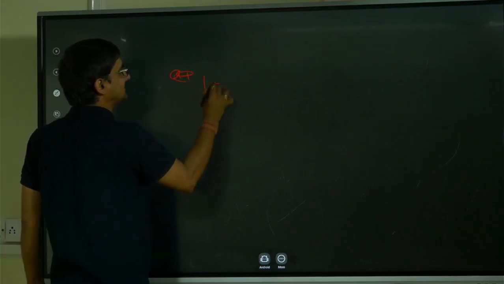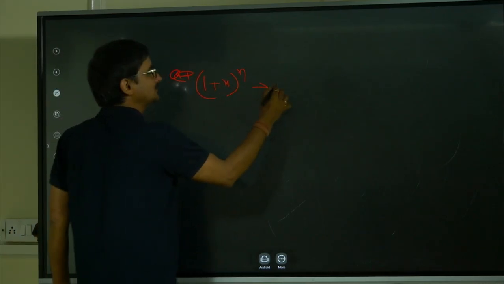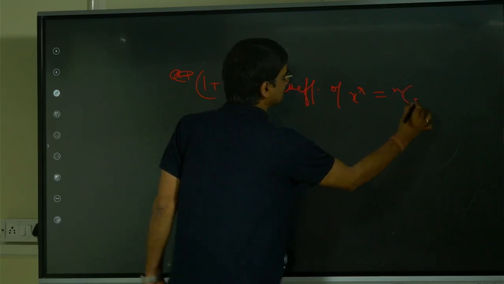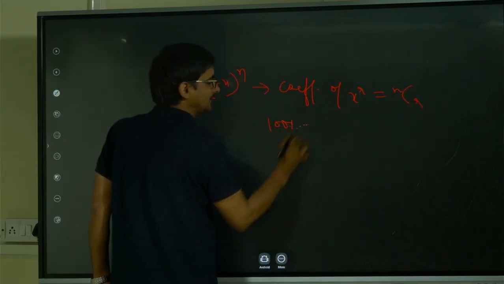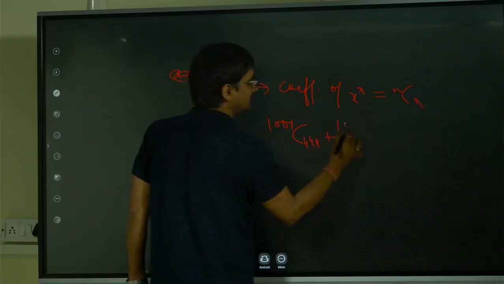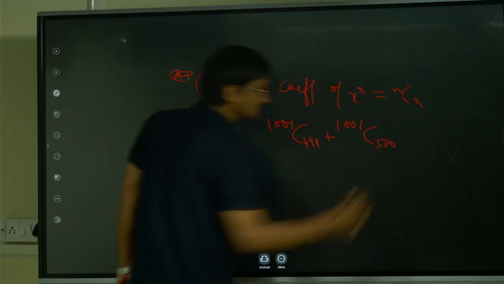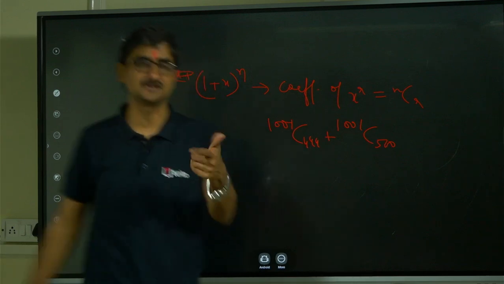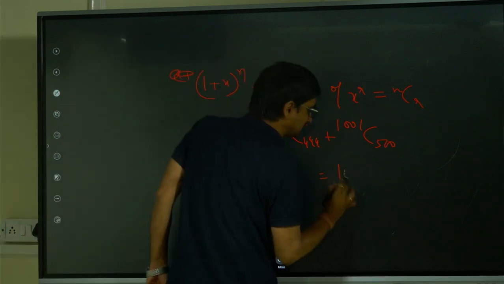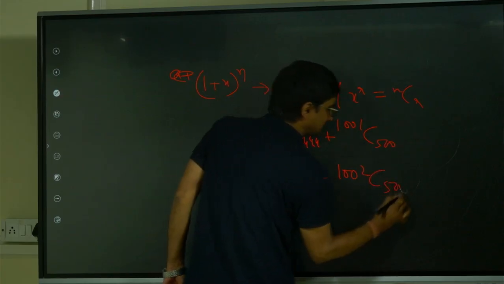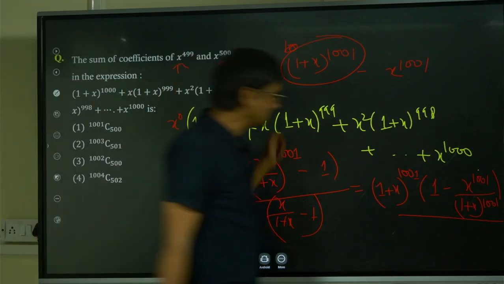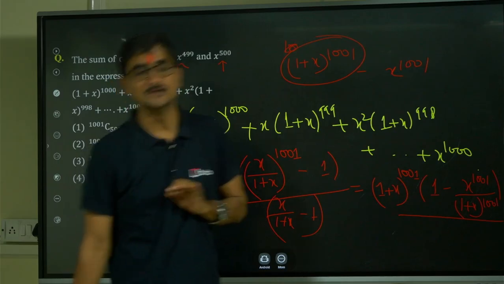See, for nCr, if we remember, for 1 plus x raised to the power n, the coefficient of x raised to the power r is nothing but nCr. So it's simply 1001 C 499 plus 1001 C 500, and using the property of binomial coefficients which tells us nCr plus nCr plus 1 is n plus 1 C r plus 1, it has to be 1002 C 500. So that should be the answer. Now again I will label it as a routine question. Okay, no trick.